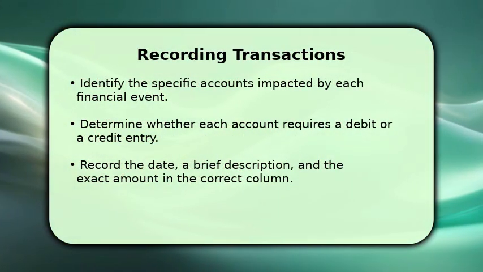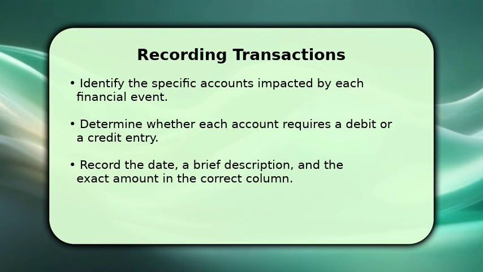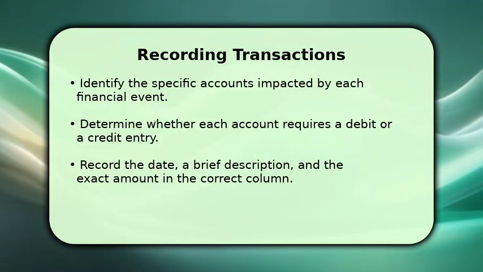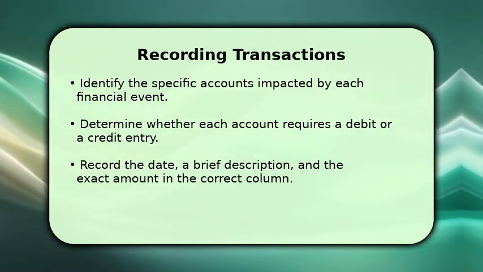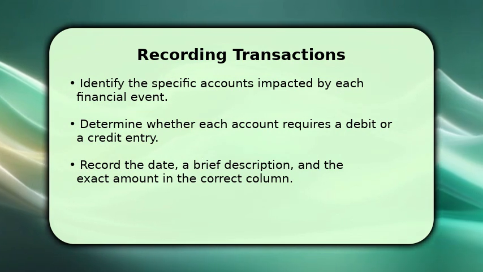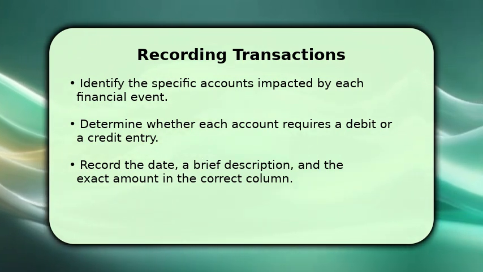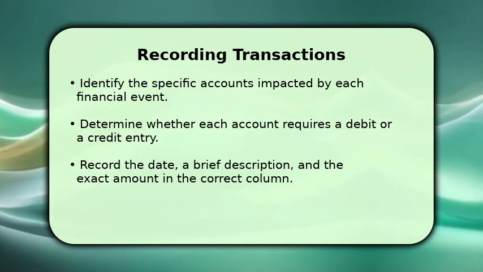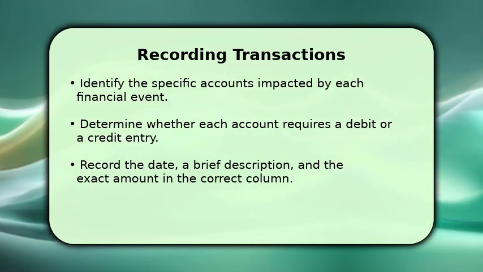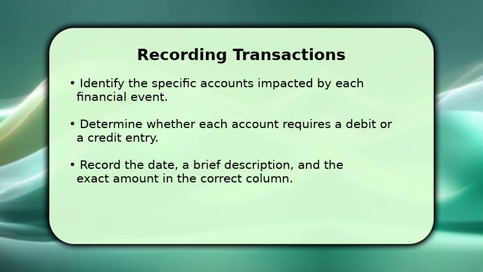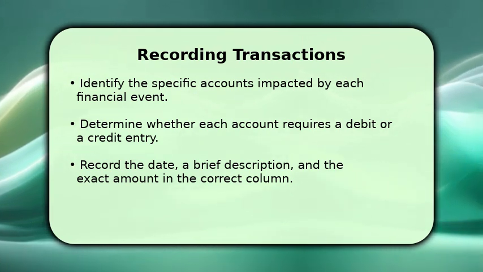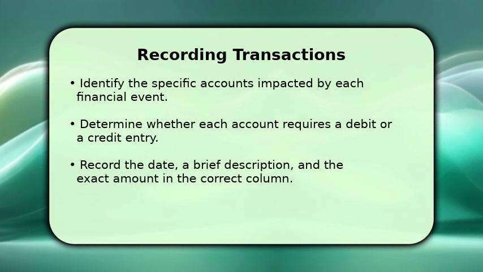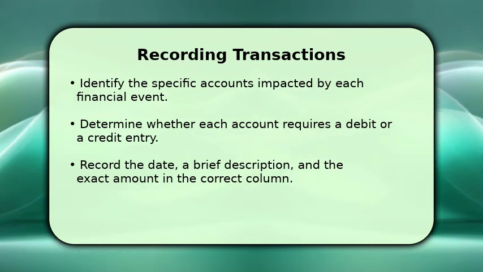When recording a transaction, first identify the accounts involved. For example, if you pay $500 for rent, your cash account decreases and your rent expense account increases. You would credit cash and debit rent expense. Always ensure the total debits equal the total credits for each entry. This meticulous process builds a reliable financial history.